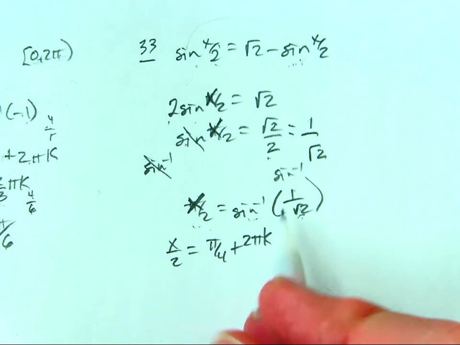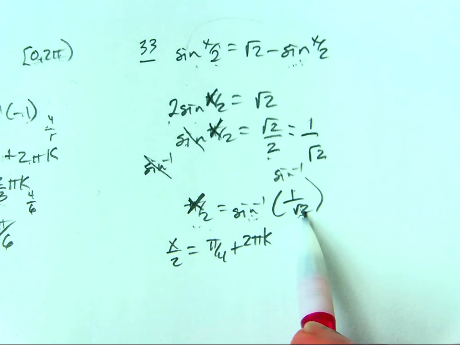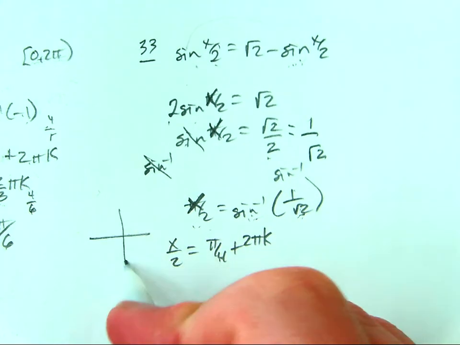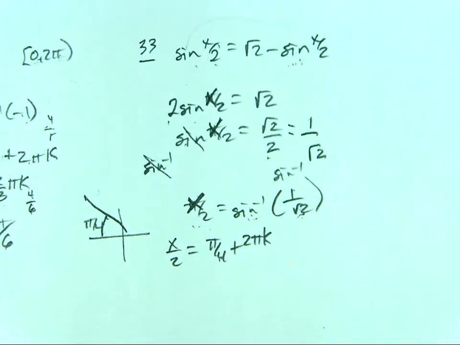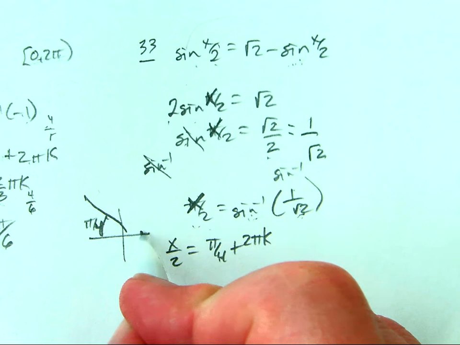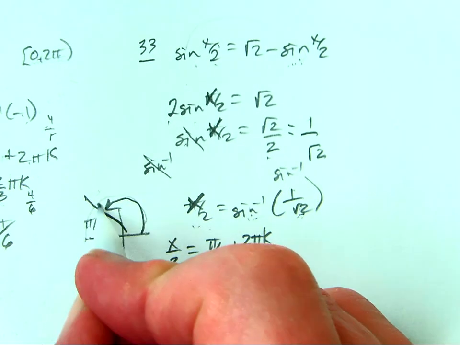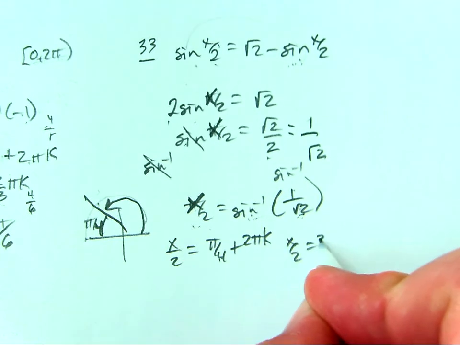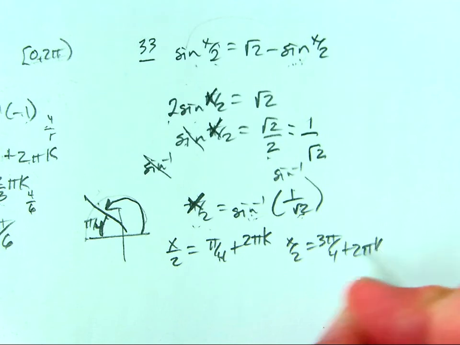Now, remember, with sine we have to do two quadrants. Here our sine is positive. Sine is positive in the first quadrant, so that gives you π/4. Sine is also positive in the second quadrant. If we put π/4 over here in the second quadrant, then this whole angle would be 1π, which is 4/4. Back one is 3/4. So we also have x over 2 equals 3/4 π plus 2πk. Again, whenever you do inverse sine, you have to do two quadrants.